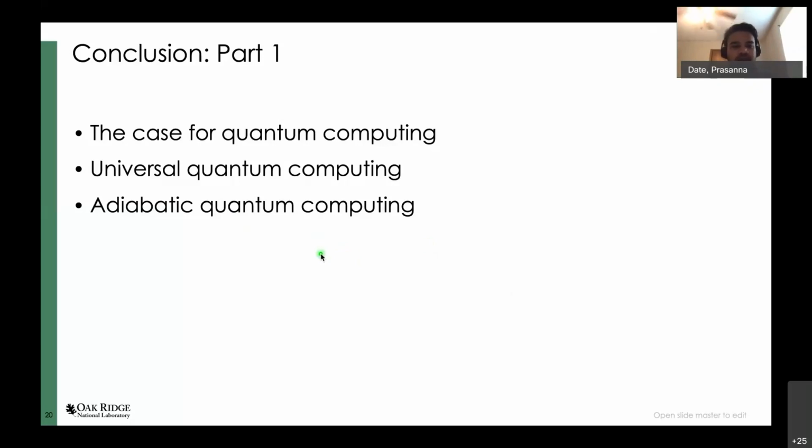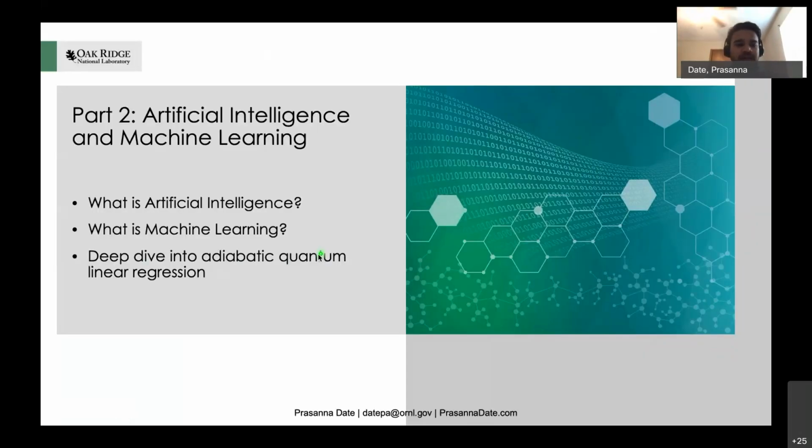So let's continue. In the second part of the talk, I'm going to go over what artificial intelligence and machine learning is, and then we're going to do a deep dive into a machine learning model, which is linear regression. I will formulate that problem for the D-Wave quantum computer. This is one of my recent works. Okay, so let's get started with artificial intelligence.